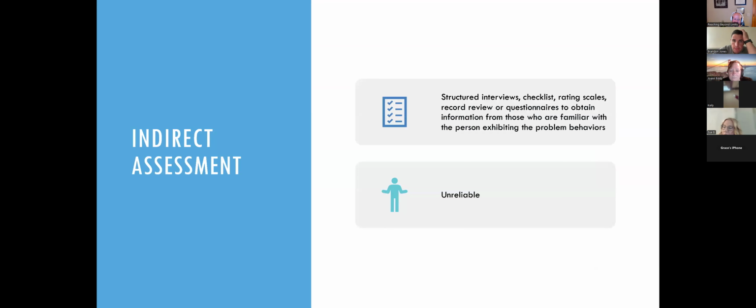So let's start with the indirect assessment. And this is kind of our foundation of the pyramid, the very lower portion of the pyramid. And this is where we typically start. So these include our structured interviews, checklists, rating scales, and record review, where we are going in, looking at past records that could help us develop our behavior support plan. Questionnaires to obtain information from those who are familiar with the person exhibiting the problem behavior.